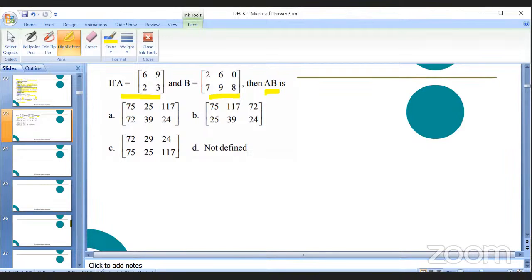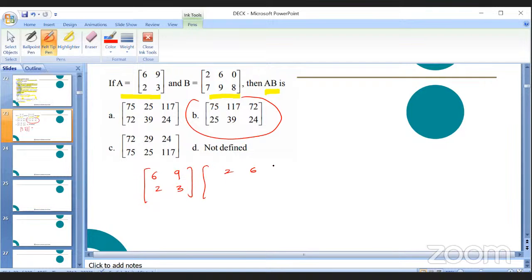Yes, very good. Komala, very good. Option B is correct. How? You are multiplying 6923 with 260798. So multiply first row, first column. Add up 12 plus 63.